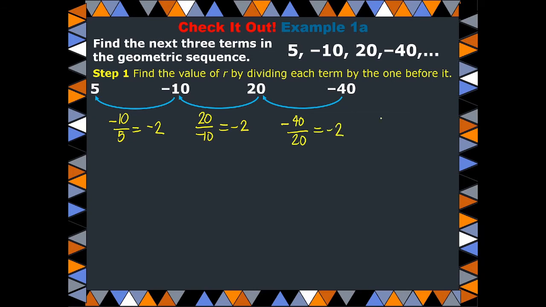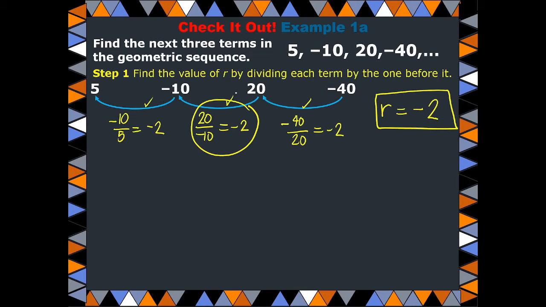Now, in solving, you don't need to show all these three. You simply choose any two consecutive terms to divide. So if I have this solution, that's totally fine for my common ratio, which is negative 2. You only need to show just one. Okay?